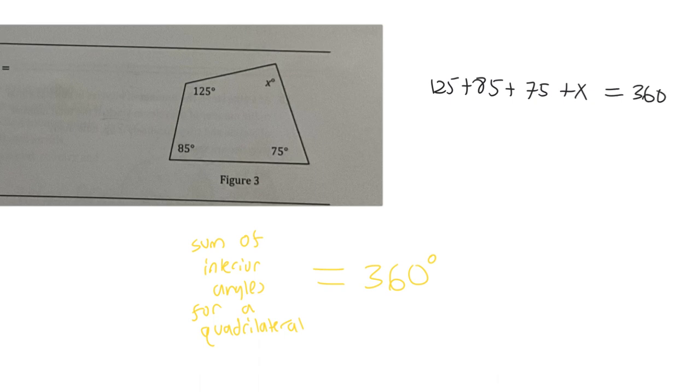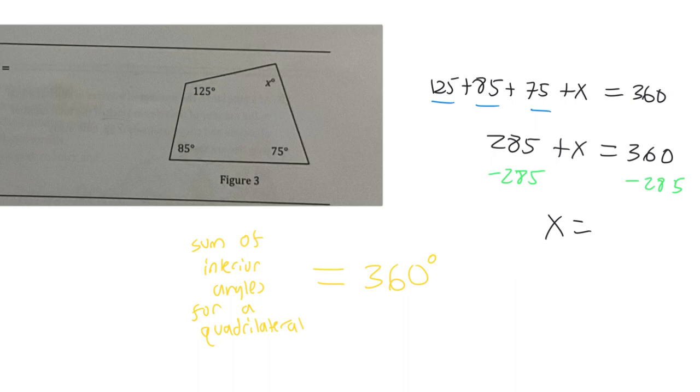These are all like terms, and when you combine them, you would get 285. If we want to solve for x, we would have to subtract 285 from both sides, and that would leave us with x equals 360 minus 285, which is 75. So that's the answer there.